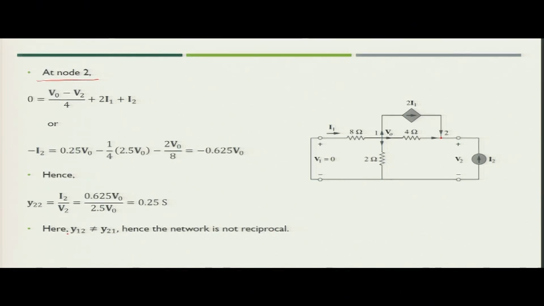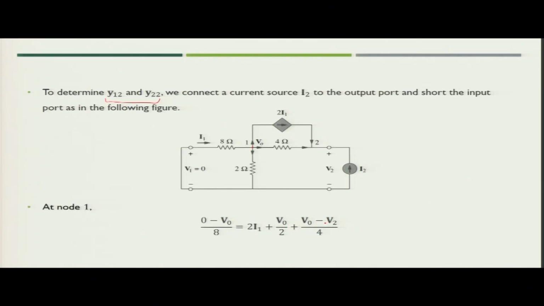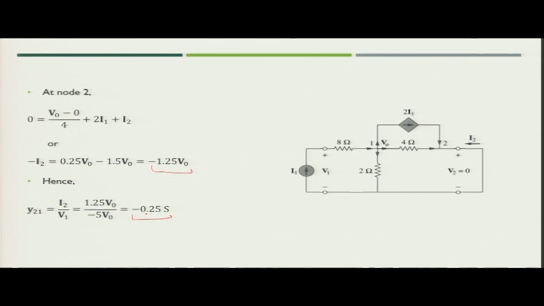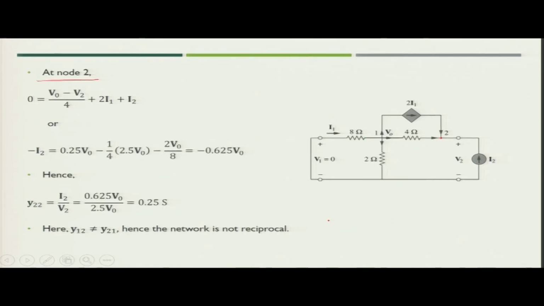Now, in this case, you see Y 12 is not equal to Y 21, because Y 12 you have calculated as minus 0.05 Siemens, while Y 21 is minus 0.25 Siemens. So, you can say that this particular circuit is not reciprocal.